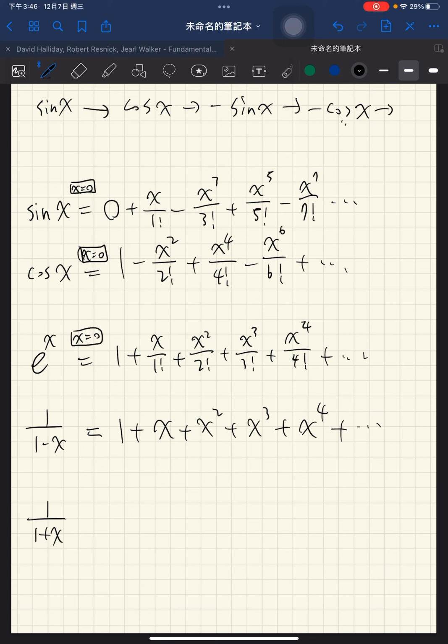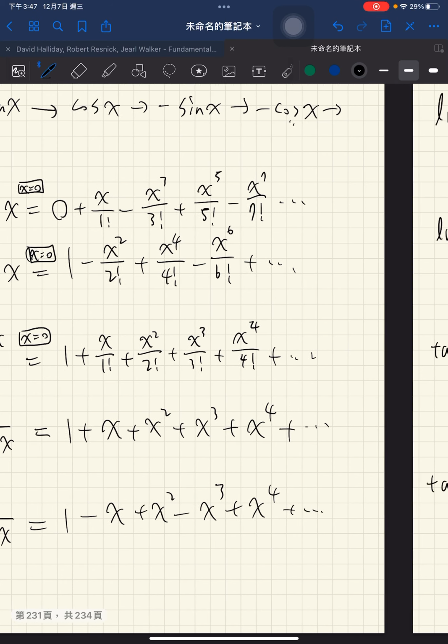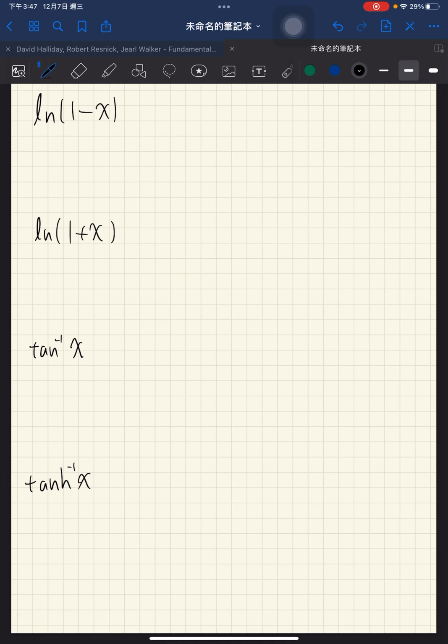And since we have minus x here, why don't we just plug in negative x here? We will get the next one: 1 over 1 plus x. Just plug in negative x. So we will get 1 minus x plus x squared minus x to the third power plus x to the fourth power, and so on. This is the function we have to discuss.